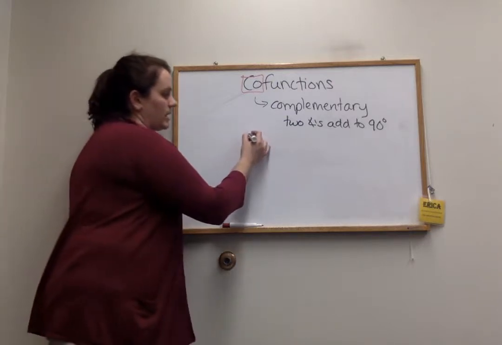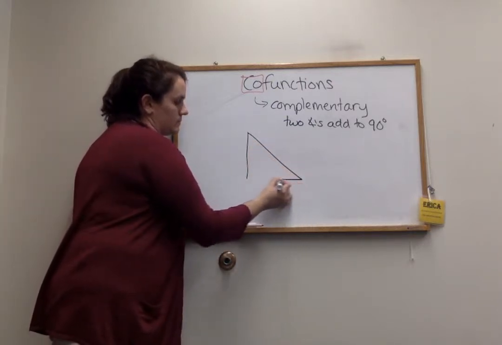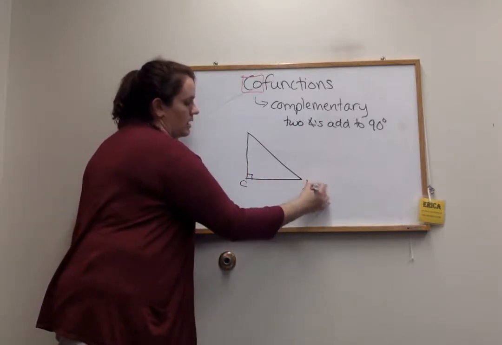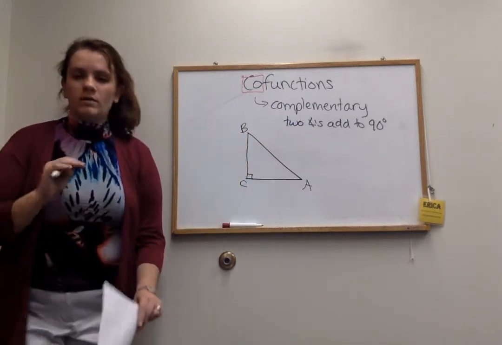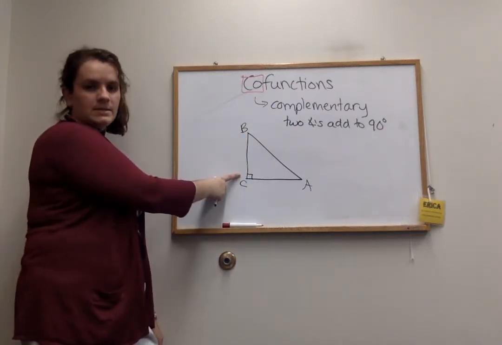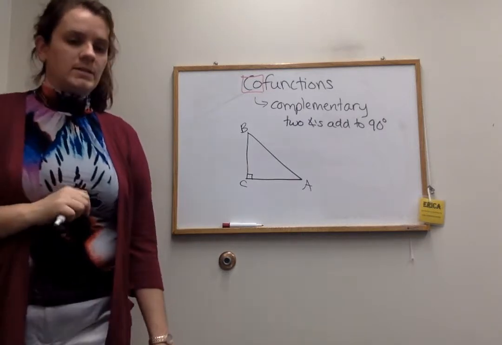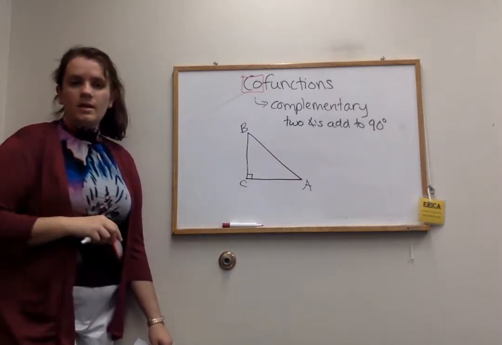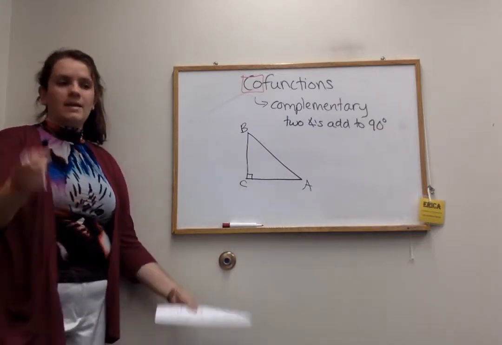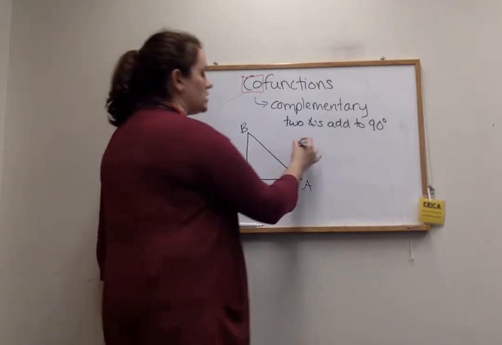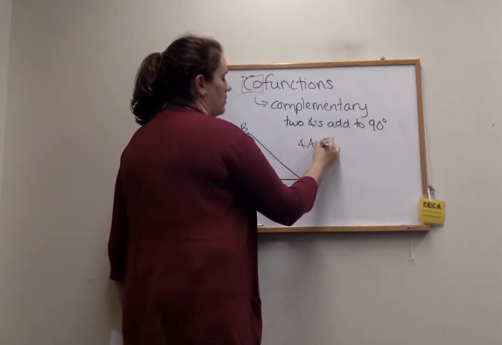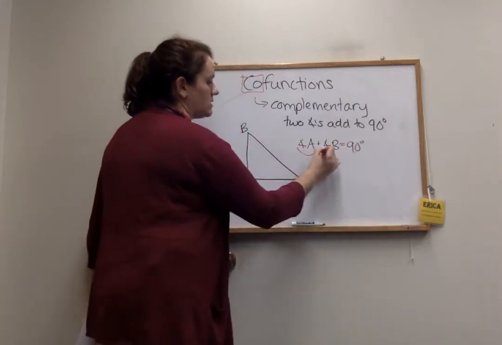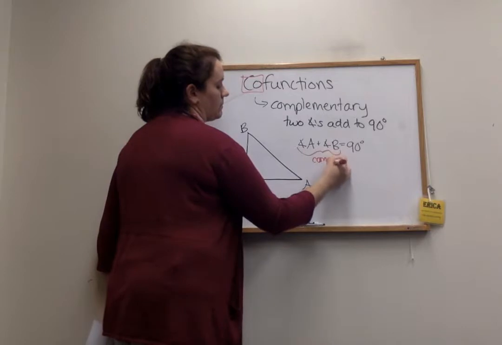And we know that in a right triangle, we'll call this C, A, and B. We know that one of the angles for a right triangle is 90 degrees because it's a right angle, which is what makes it a right triangle. The other two angles, by default, have to add up to 90 degrees. They take care of the rest of that 180. So in this triangle, angle A plus angle B equals 90 degrees, which means that these two angles are complementary.